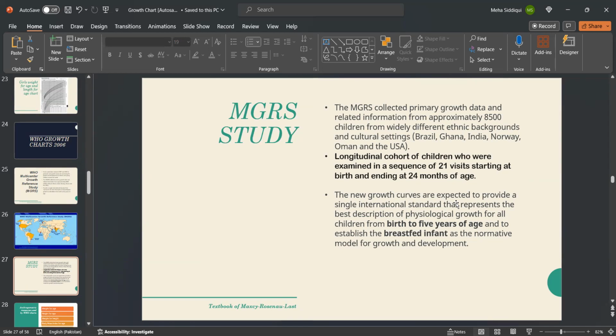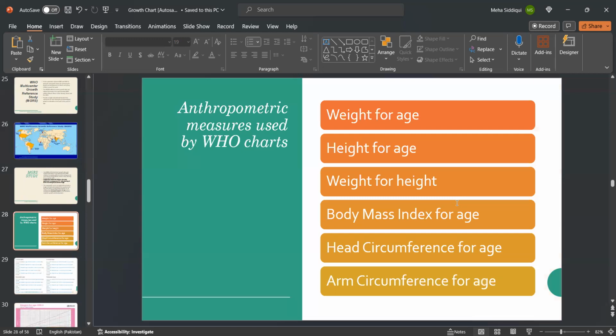The new growth curves are expected to provide a single international standard that represents the best description of physiological growth for all children from birth to 5 years of age, and to establish the breastfed infant as the normative model for growth and development. So these are the anthropometric measures used by WHO charts. These are weight for age, height for age, weight for height, BMI for age, head circumference for age, arm circumference for age.